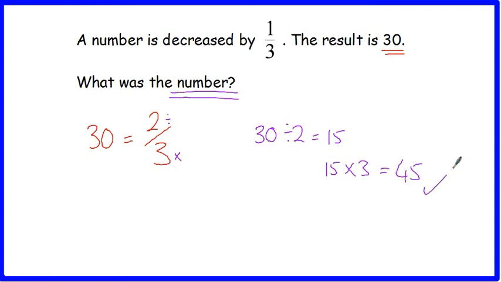I hope I can check these and I've done this correctly. The number is decreased by 1/3. The result is 30. 1/3 of 45 is 15. Take it away, gives me 30.